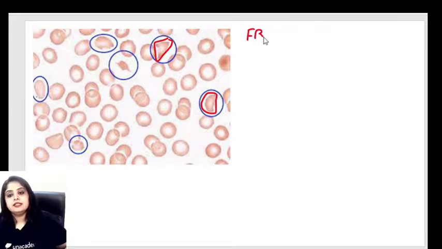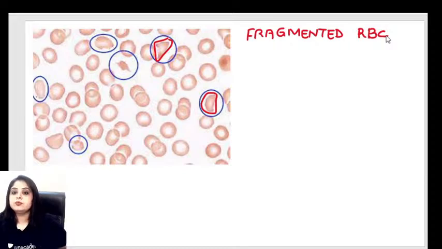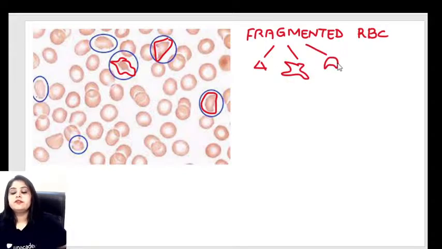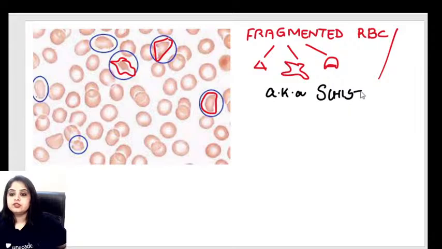So can I say these are fragmented red blood cells? These are fragmented red blood cells, means they are broken. They are fragmented into pieces. So first thing is, it can fragment and it can change into any shape. It can look irregular like this also. It can look like a triangle also. It may look like a helmet. So if they are talking about helmet cells, triangular cells, they're talking about the same thing. So all these they have grouped under one term called fragmented red blood cells, which are also known as schistocytes. So schistocytes is the name given to fragmented red blood cells.